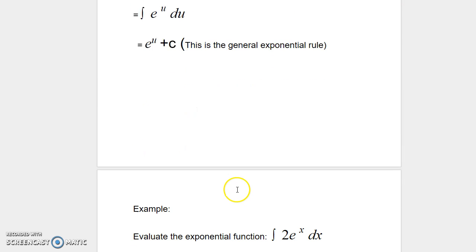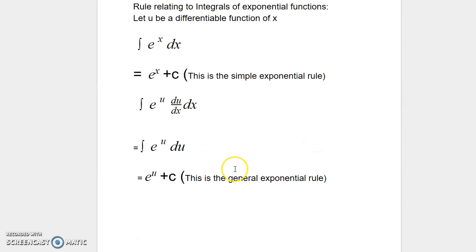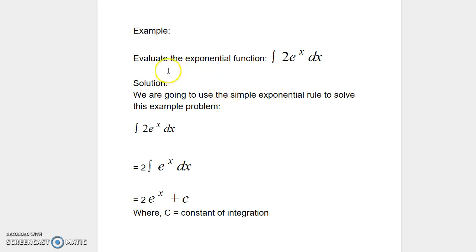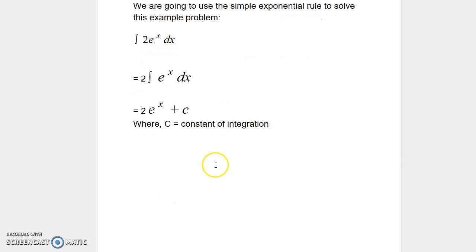Okay. So now let us look at some example problems related to these simple rules. Let us say we want to evaluate this exponential function, integral 2 e to the power of x dx. We're going to use the simple exponential rule to solve this example problem. Since 2 is a constant, we're going to take the 2 outside of the integral. So we can write it out as 2 integral e to the power of x dx, like that.